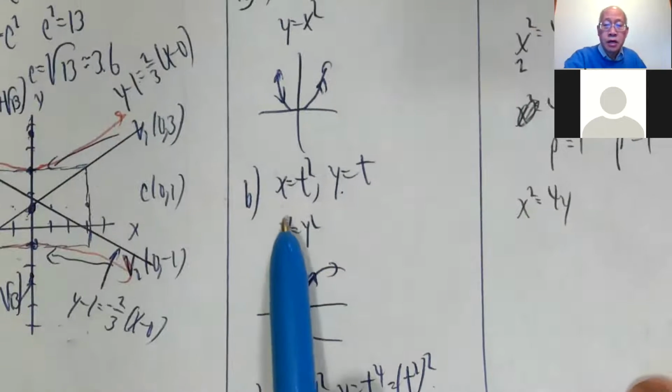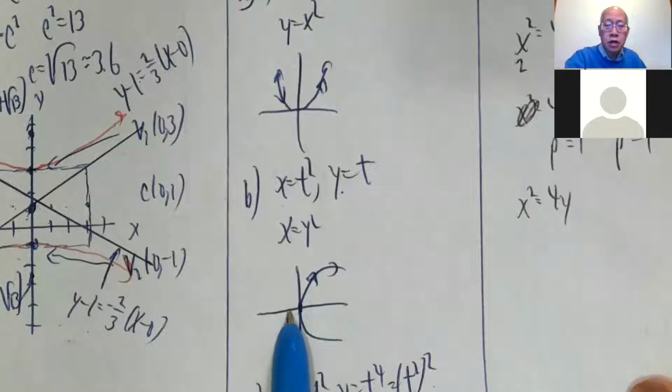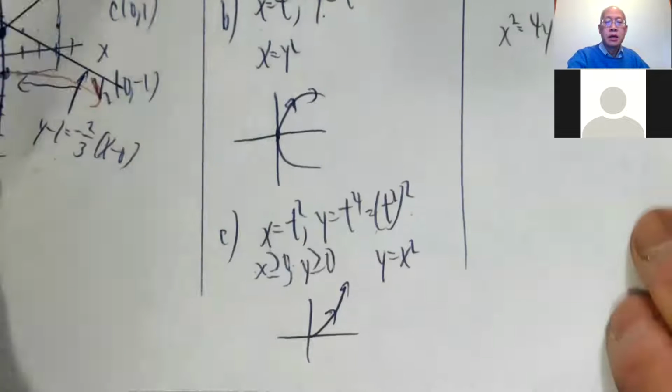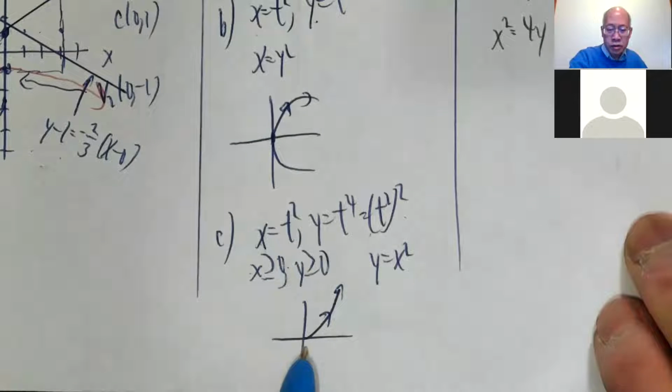And yeah, this one, if t is 0, you're at the origin. If t is 1, you're at (1, 1), so it's going this way. And this one, if you plug in 0, you're at the origin. If you plug in 1, it's (1, 1), so yeah, it's going this way.